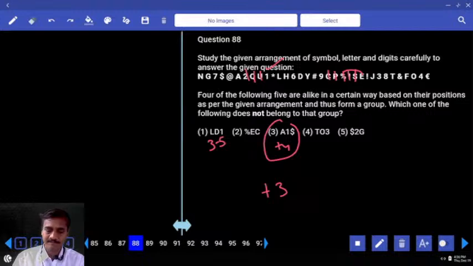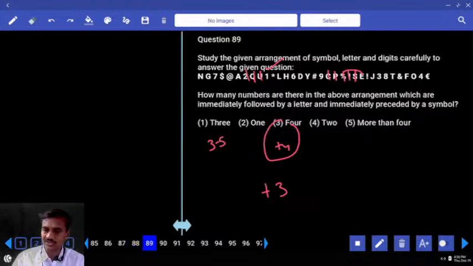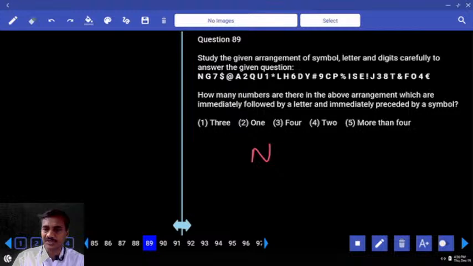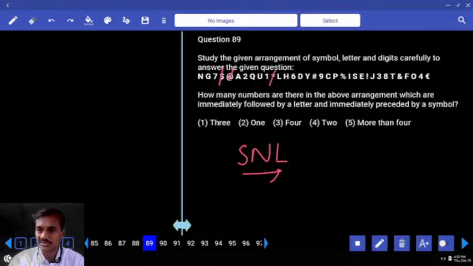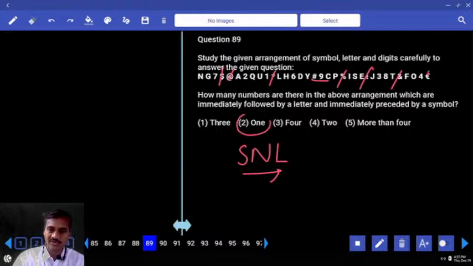Done? Then 89. In this question number 89, how many numbers are there which are immediately followed by a letter and preceded by a symbol? The sequence must be symbol, number and a letter. This symbol is not followed by a number, this symbol is not followed by a number, this symbol is not followed by a number, this symbol is followed by a number and a letter. Symbol not followed by number, symbol, number, symbol, number, symbol, number. And how many are there altogether? Only one, choice 2, question number 89.